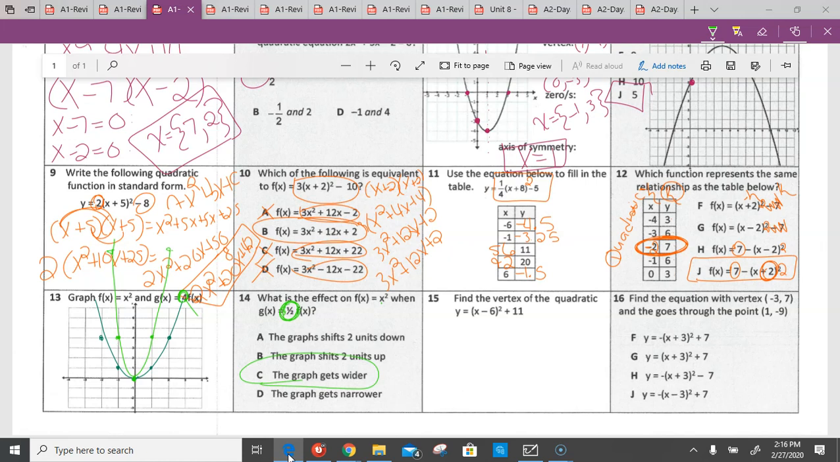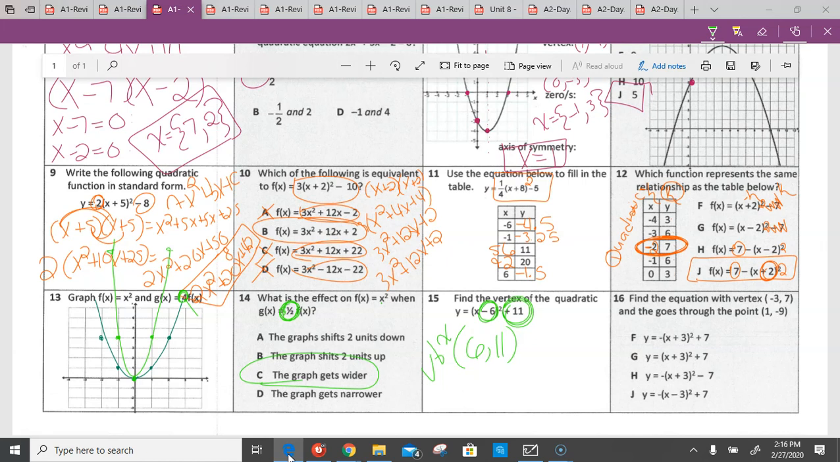Here we go. Number 15 is like number 12. Find the vertex of the quadratic. This is in vertex form. You take what's in parentheses right there and give me the opposite of that. Opposite of negative 6 is positive 6. Take whatever's being added or subtracted at the end, and that's your y value, positive 11. And there's your vertex at 6, positive 11. You can also graph it and get the vertex that way.